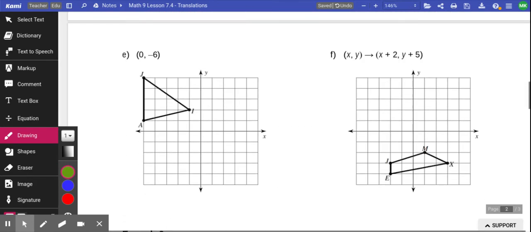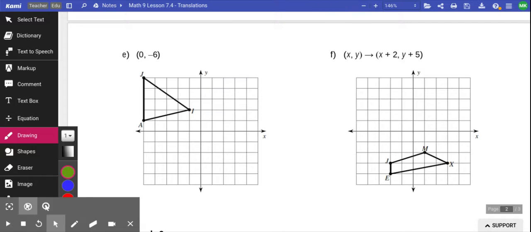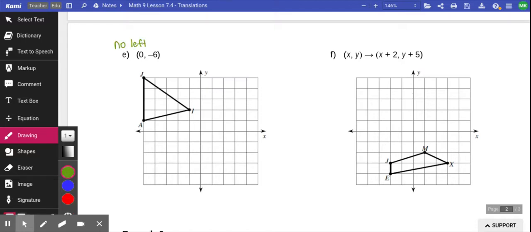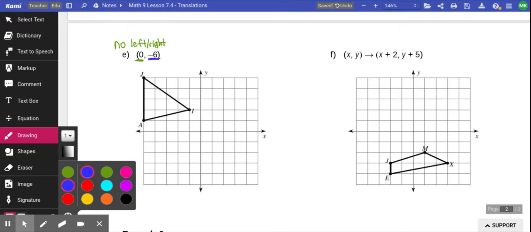We got 2 more questions here. Try both of them for practice, and I'll put the answer up. So this first one would be 0 units left or right. So that would mean no left or right. That's what the 0 means. The 6 or negative 6 would mean 6 down.